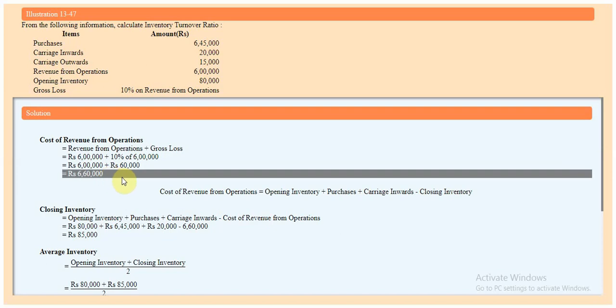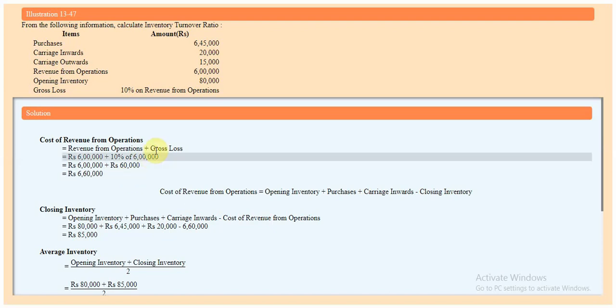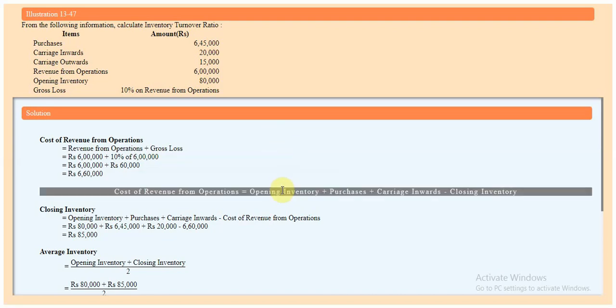Now coming to the denominator, we need the average inventory. For calculating average inventory, are the opening inventory and closing inventory given in the question? No, it is not directly given to us. Opening inventory is given to us, but closing inventory is not given. So we'll do the same technique that we used in the previous problem. We have the cost of revenue from operations, we have the opening inventory, we have purchases, we have carriage inwards, and we have to find out the closing inventory.